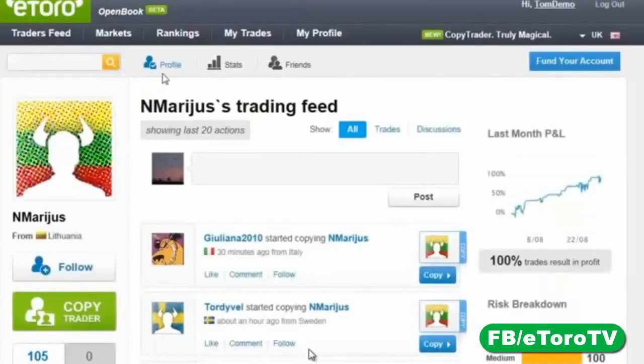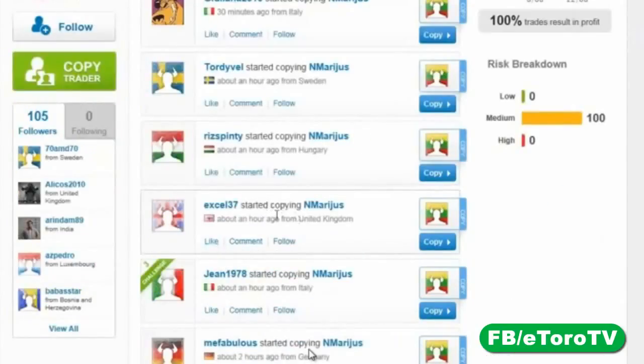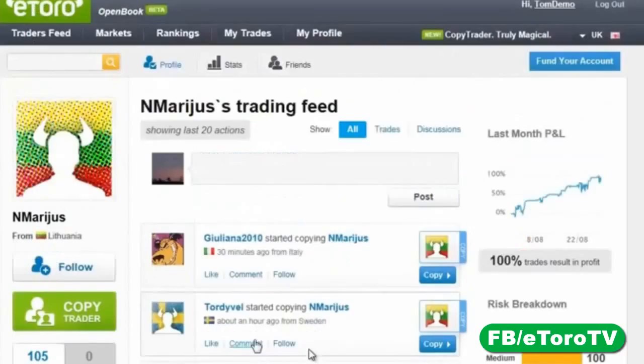Now, what I see here is his profile, okay? Showing his last 20 actions. We can see that the last 20 actions are actions of people that started copying this trader because he's so successful, okay? This is an hour ago. This is 2 hours ago. People are copying him, and for a reason. But let's dig in even deeper.